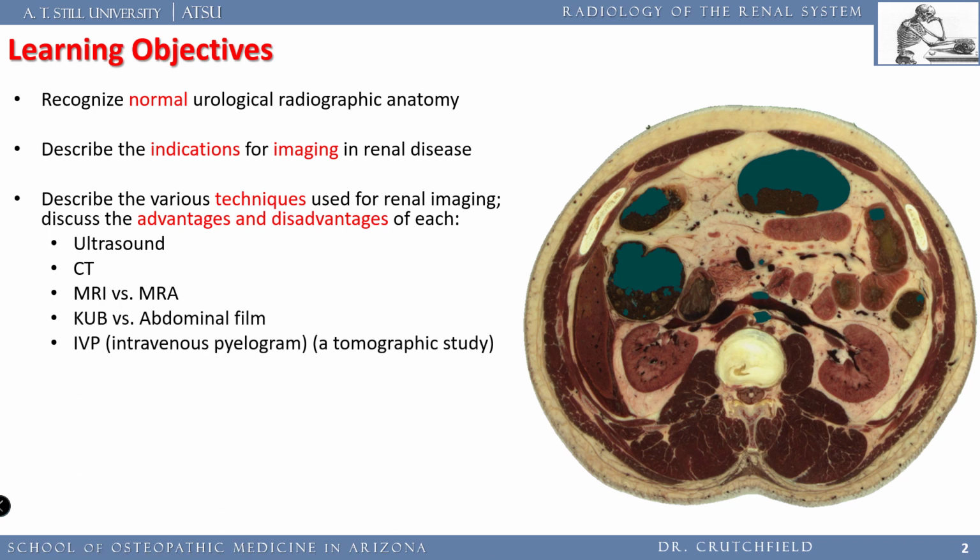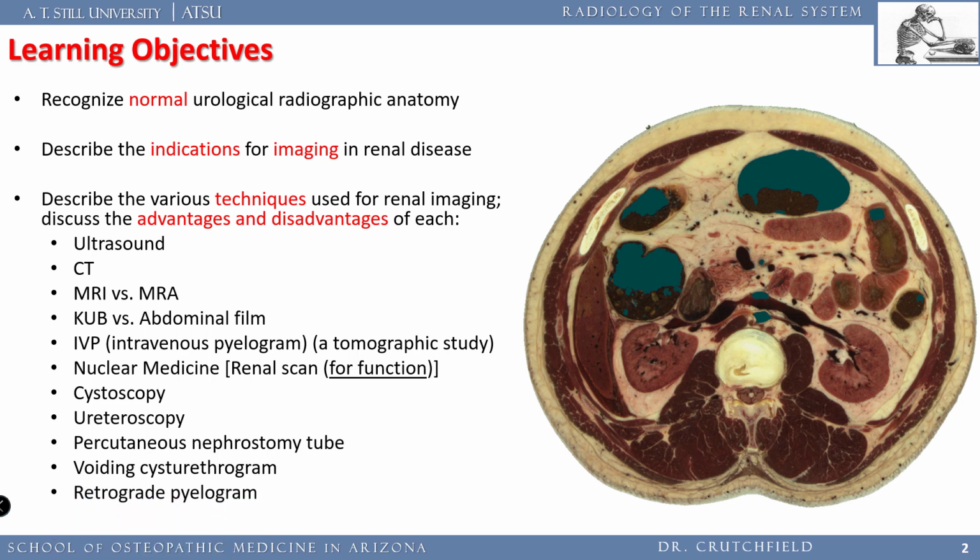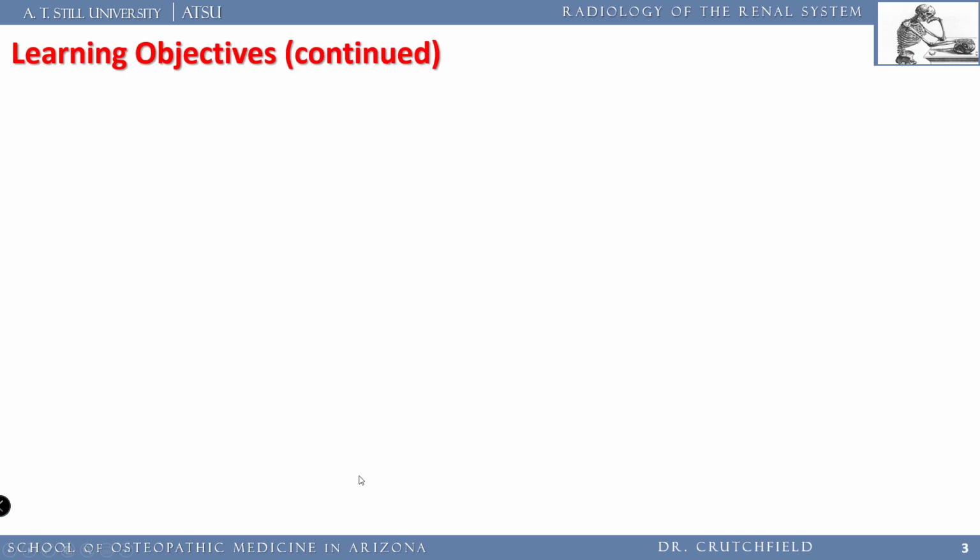What's the difference? What's an IVP? It's a tomographic study, and how is that similar to a CAT scan? What is a nuclear medicine scan of the kidneys, also called a renal scan, and it's used for function? How is it used for function? What's a cystoscopy? What's a ureteroscopy? What's a percutaneous nephrostomy tube? What's a voiding cystourethrogram? That can also be cystourethrogram. It's not a typo. And what's a retrograde pyelogram?